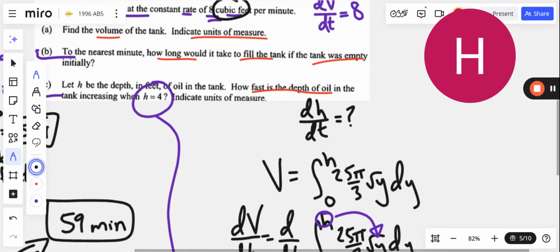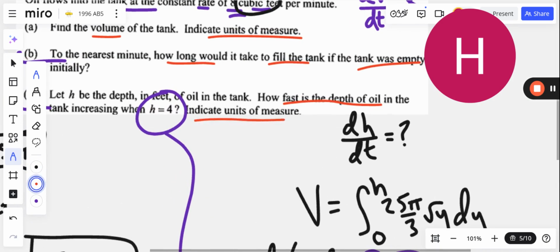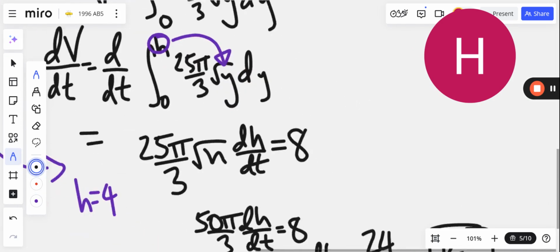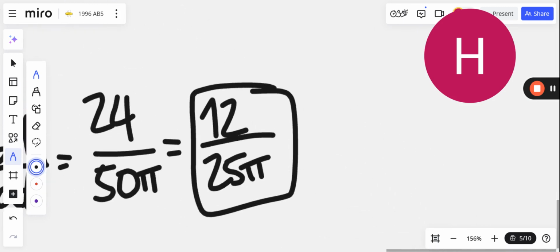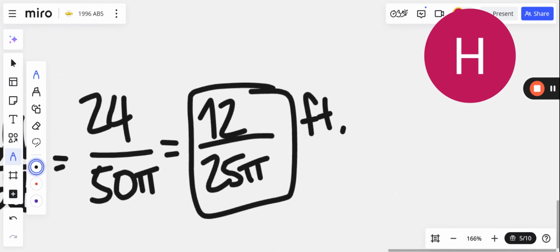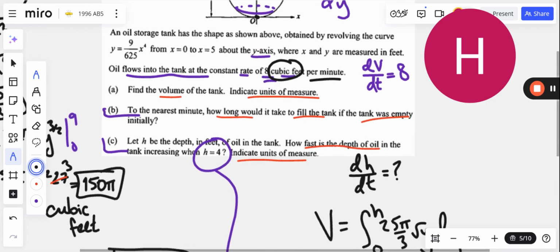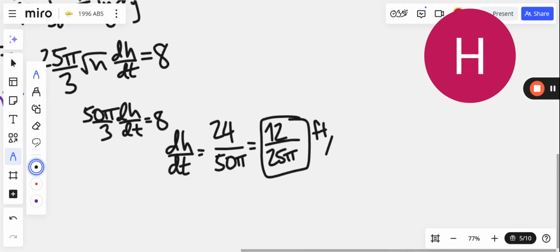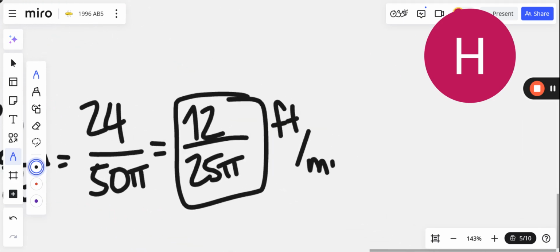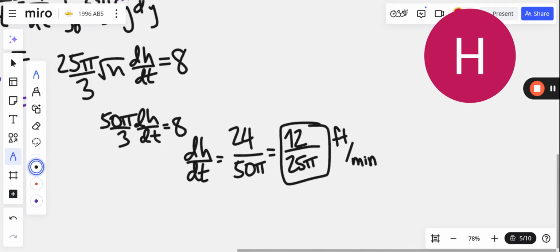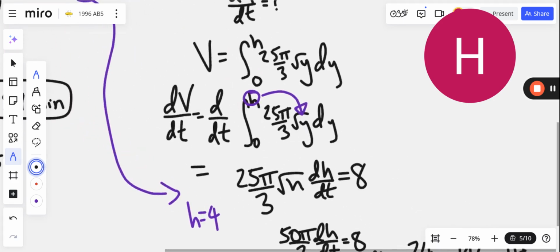Does it say to indicate units of measure? Ooh, don't lose points on that. Indicate units of measure. So this is a change in the height. So this is basically just feet per, what was it, minute? Yeah, because these rates are measured in change over minutes. Okay, that would get you full points for this related rates problem.